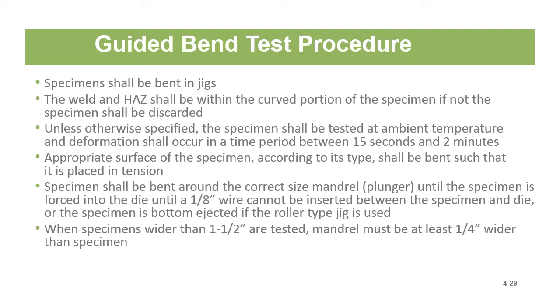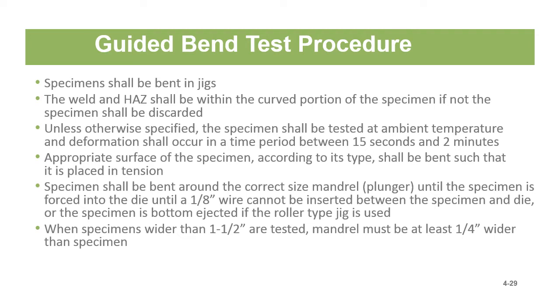Appropriate surface of the specimen according to its type shall be bent such that it is placed in tension. Specimen shall be bent around the correct size mandrel, plunger, until the specimen is forced into the die, until a 1/8 inch wire cannot be inserted between the specimen and the die, or the specimen is bottom ejected if the roller type jig is used. When specimens wider than 1.5 inches are tested, the mandrel must be at least 1/4 inch wider than the specimen.